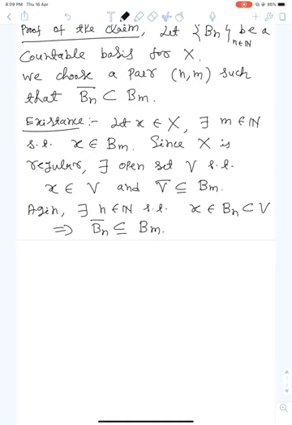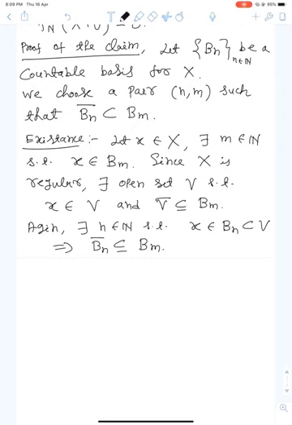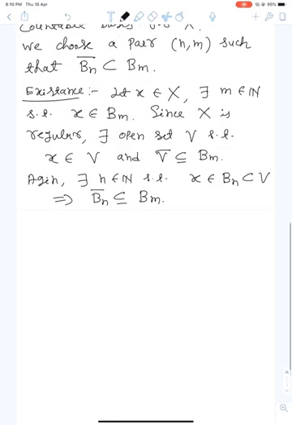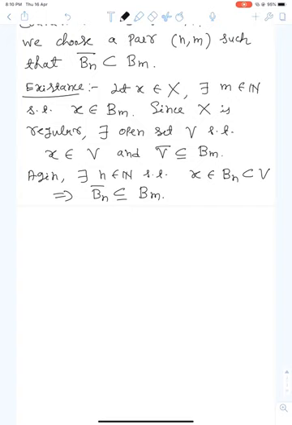So that means this kind of pair always exists. So we choose this kind of pair, all possible pairs. Obviously, how many possibilities are there? Of course it is countable, because at most we can choose N cross N pairs. So the number of such pairs is also countable.